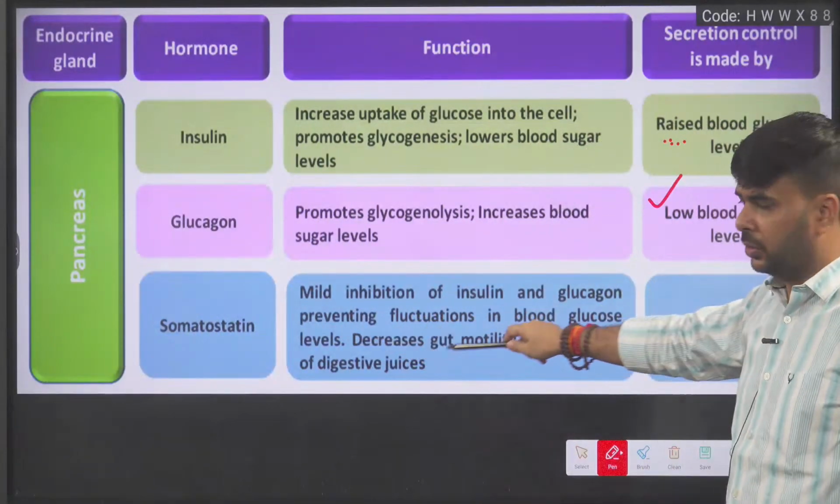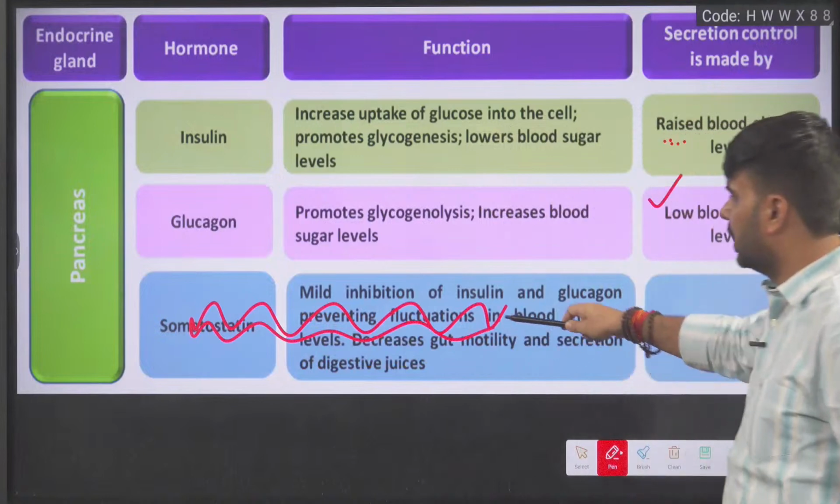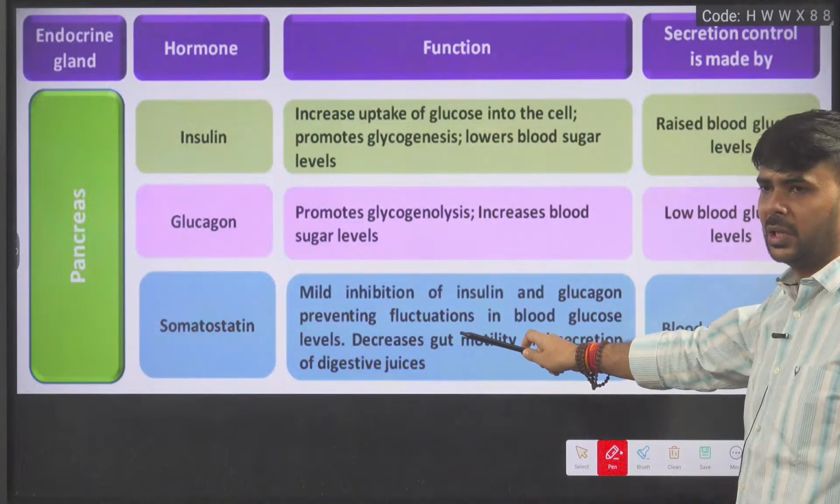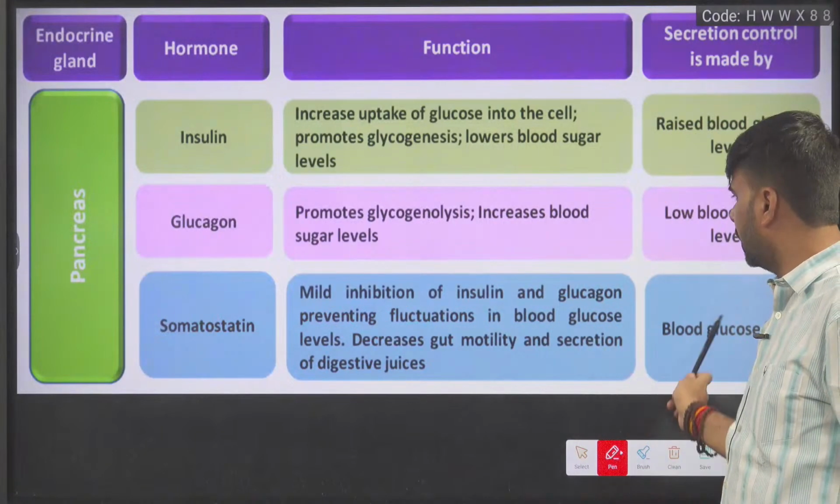Somatostatin you can neglect. It maintains mild inhibition of insulin and glucagon. Leave it. Go to next directly.